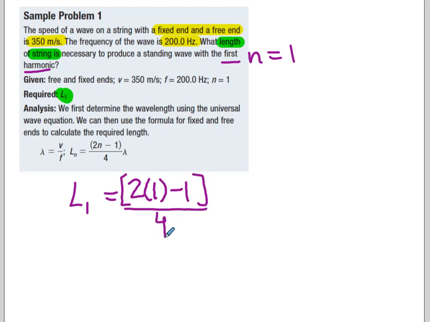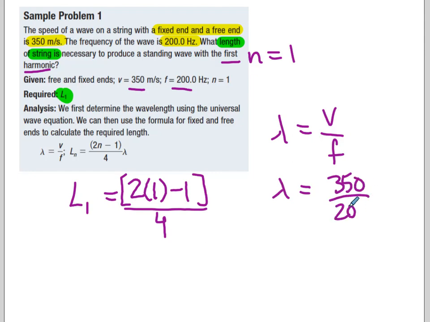Now lambda we don't know, but we do know velocity and frequency. So we could take off to the side, we could take that relationship, put 350 over 200, and I'll grab my calculator that's hiding over here. 350 divided by 200, 1.75 meters. Keep an eye on that. So I get a 1.75 here.